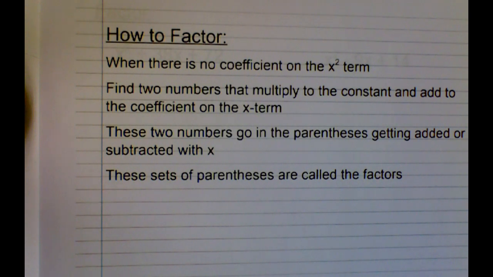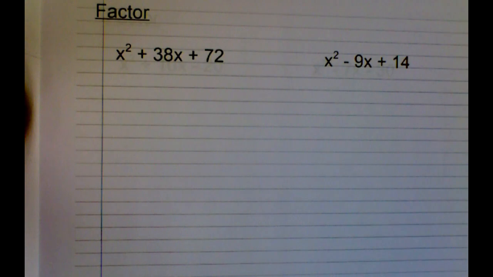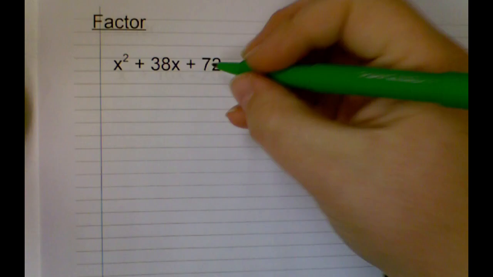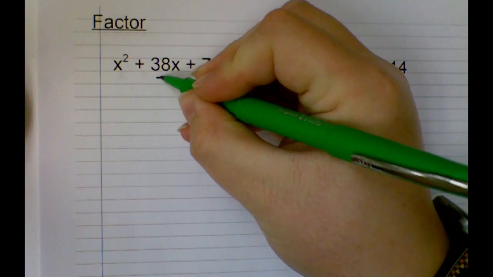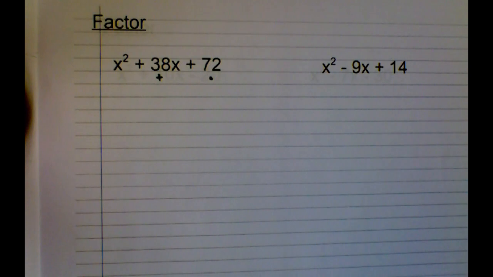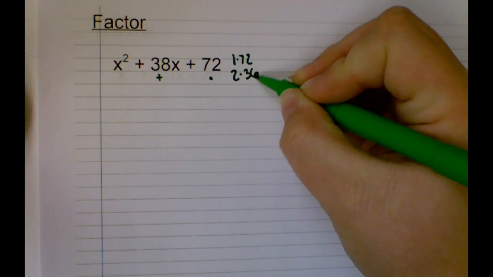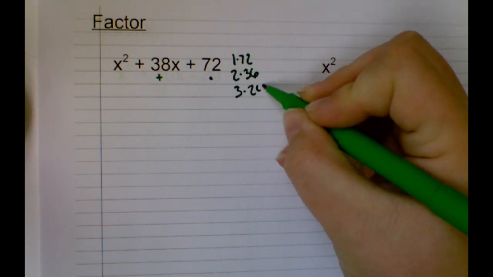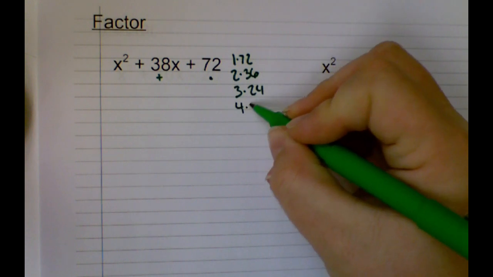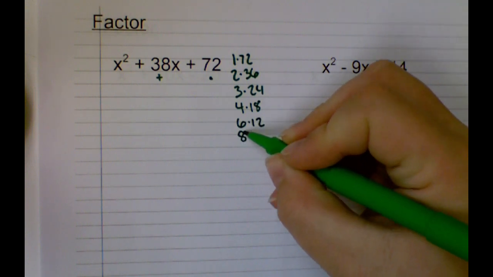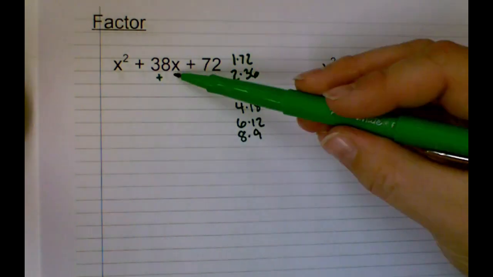These two numbers go in the parentheses, getting added or subtracted with the x's, and we call these sets of parentheses the factors. So to factor x squared plus 38x plus 72, I need two numbers that multiply to 72 and add to 38. Well, numbers that multiply to 72, I could do 1 times 72, 2 times 36, 3 times 24, 4 times 18, 6 times 12, or 8 times 9. Well, which of those adds to 38?